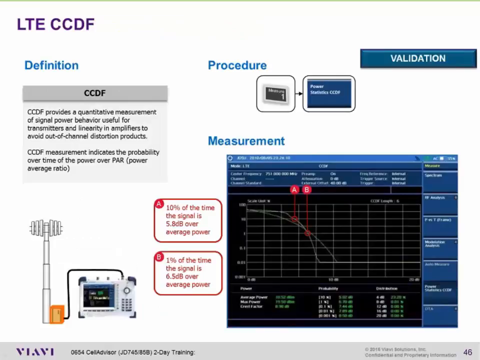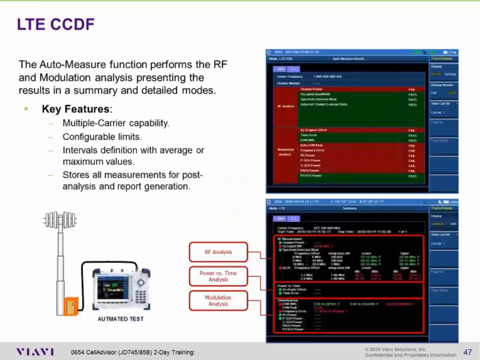Next is the complementary cumulative distribution function. This, as I understand, is an excellent way to understand the performance, or the probability over time, of the behavior of a transmitter and the linearity of the amplifiers. But it's generally done more in a manufacturing or an engineering environment where you're designing it. Not very often do I see this test in the field. But again, if you have a transmitter that's in question, it may be a test you might want to run.